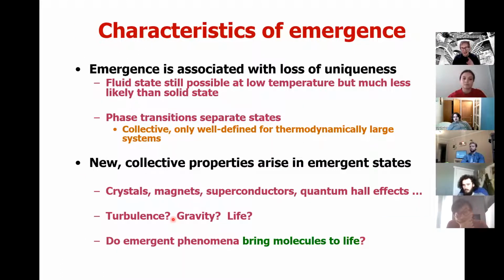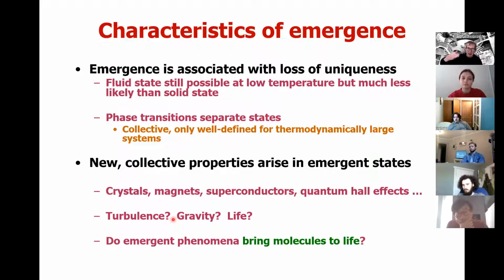Okay, so one of the other characteristics of emergence that I want to talk about is that it is associated with loss of uniqueness. Let me say what I mean by that. We talked about the fluid state and the solid state as two things that can happen at low temperatures. It is possible that the fluid state can still exist at low temperatures, but it's much less likely than the solid state. So emergence is usually associated with multi-stability.